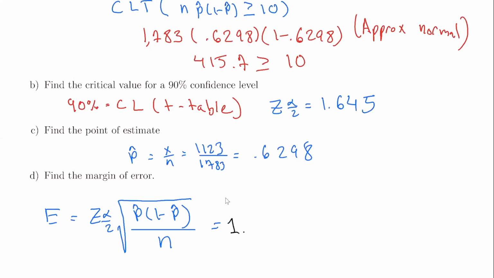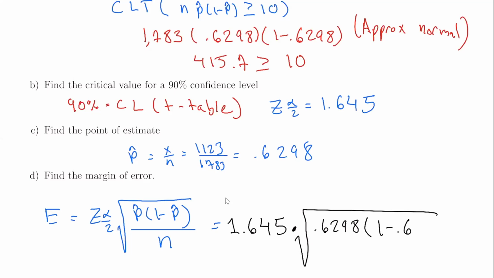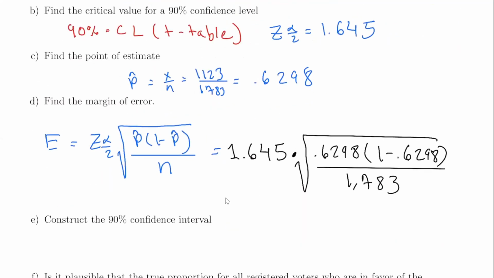So you get 1.645, and you multiply this by the radical of p hat. P hat in this case is 0.6298 multiplied by 1 minus p hat, which is 0.6298, all divided by n, which is 1,783. That's how you substitute everything in. Now that I have everything substituted in, I'm going to transfer over to the TI-84 and do those calculations.